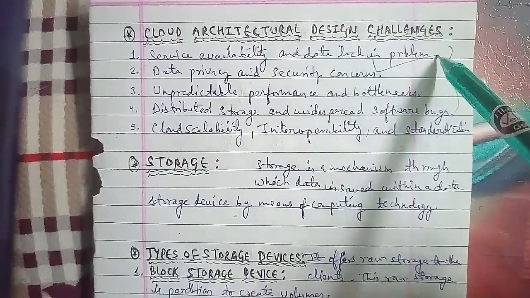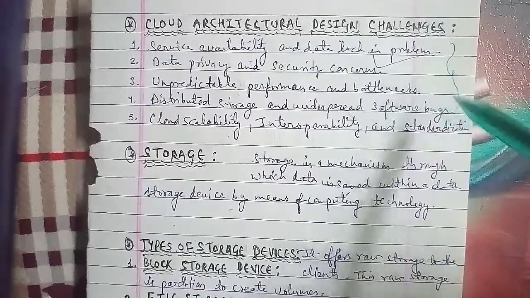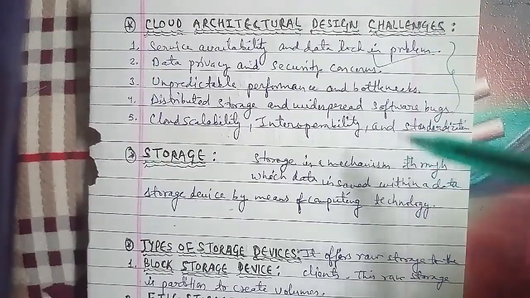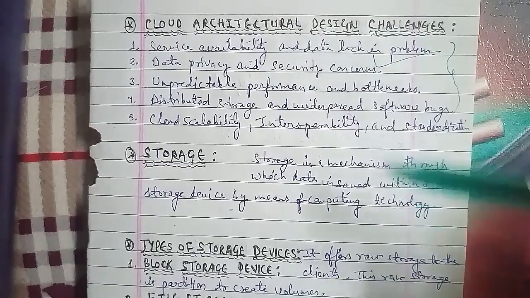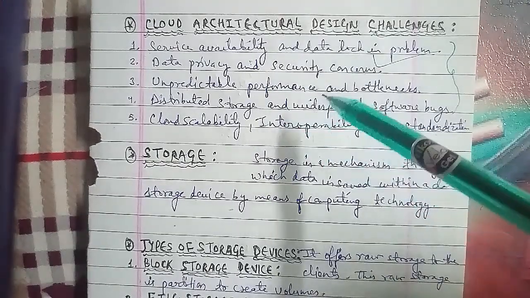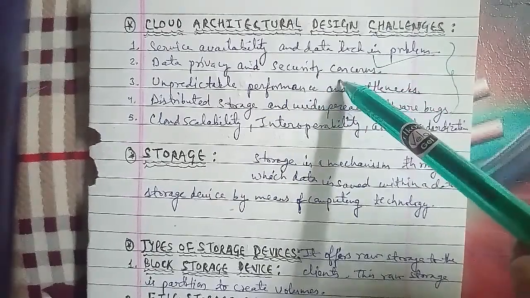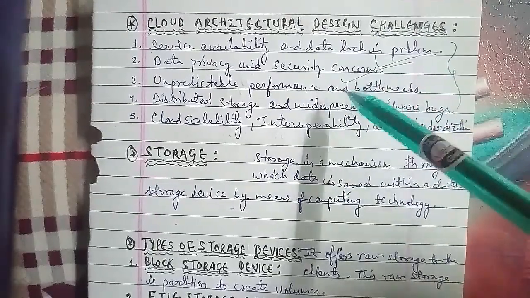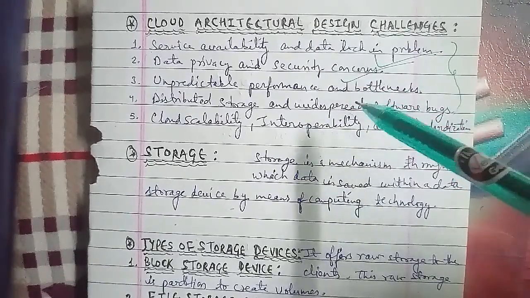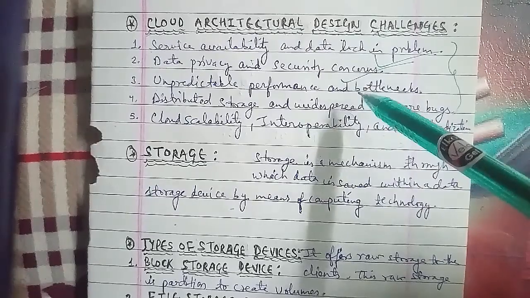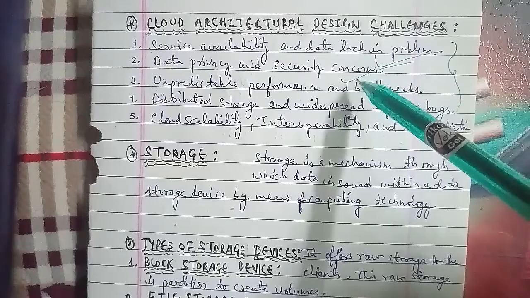The fourth one is distributed storage and widespread software bugs. Distributed storage as well as widespread software bugs are there, and that is the fourth cloud architecture design challenge. The fifth cloud architecture design challenge is cloud scalability, interoperability, and of course standardization. That is three: cloud scalability, cloud interoperability, and cloud standardization. These three come under the cloud architectural design challenges.